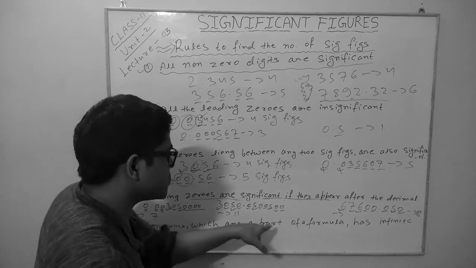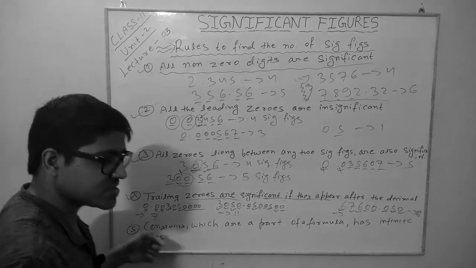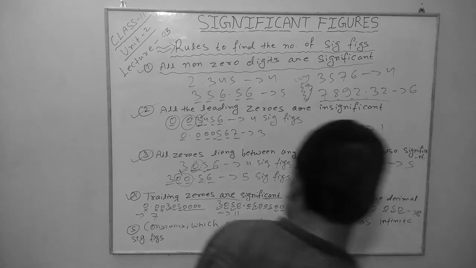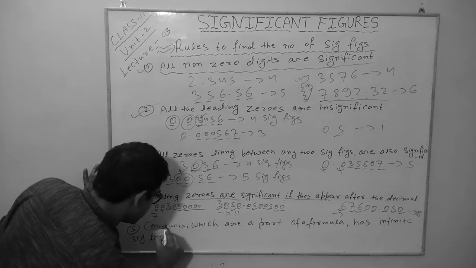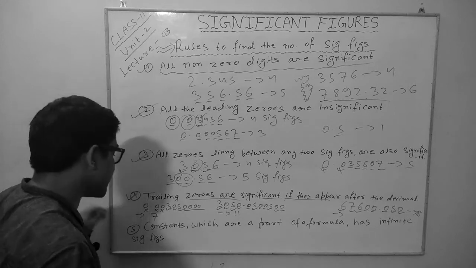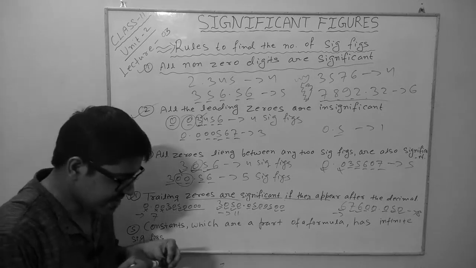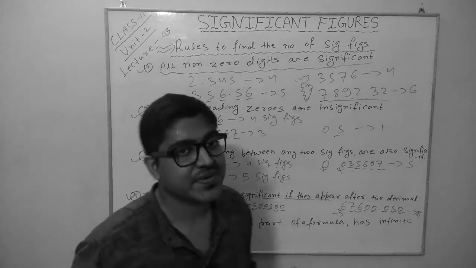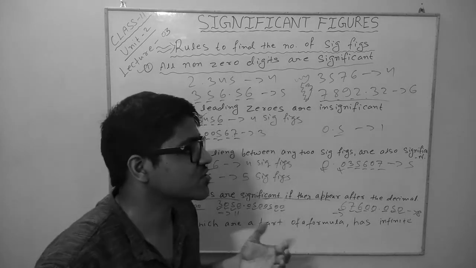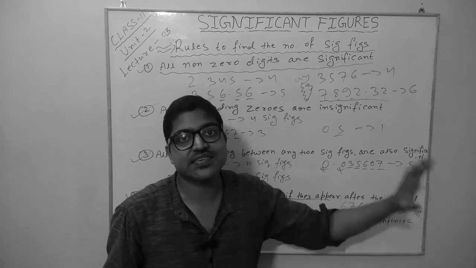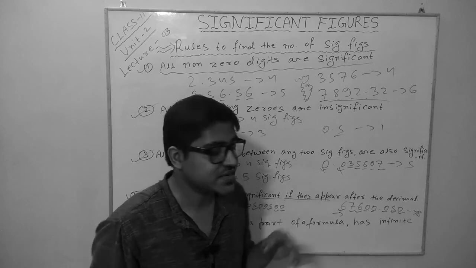Constants which are a part of a formula have infinite sig figs. It got a bit erased, don't worry. Constants which are a part of a formula have infinite sig figs. That means, see, these rules are applicable for measured values. If there is a constant which is not measured, it is just a part of a formula, then there are infinite significant figures in it, right?